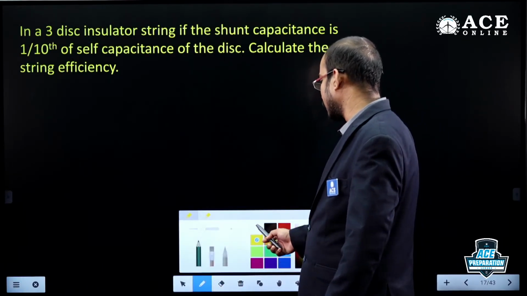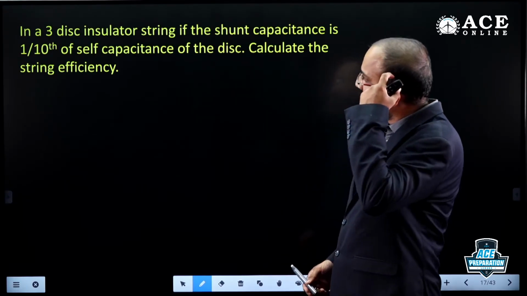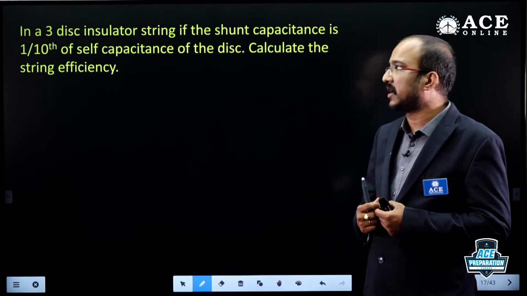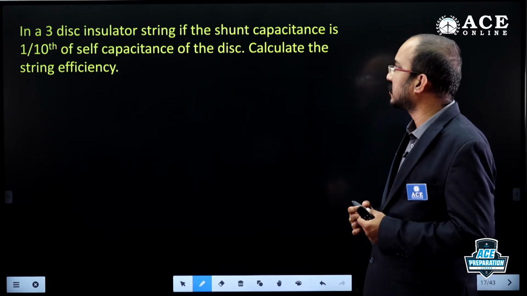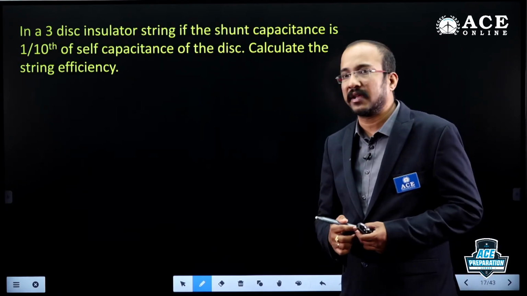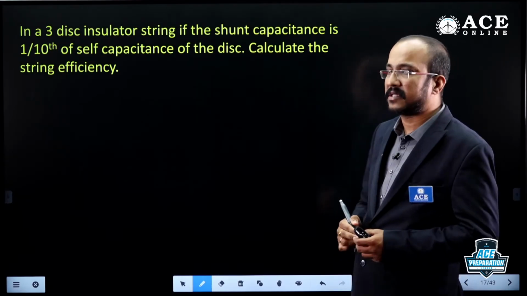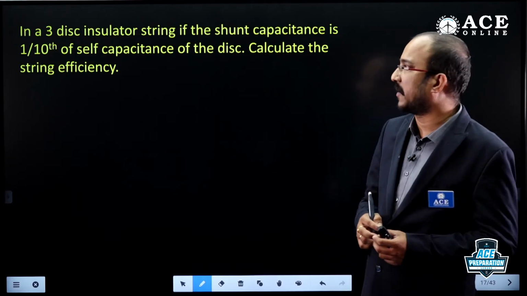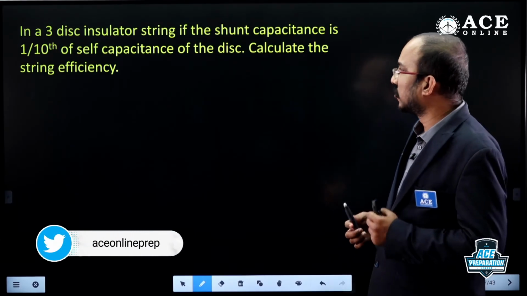Now let us observe this question. What is given: in a 3-disc insulator string, the shunt capacitance is 1/10 of the self capacitance of the disc. Calculate the string efficiency. So try to calculate.